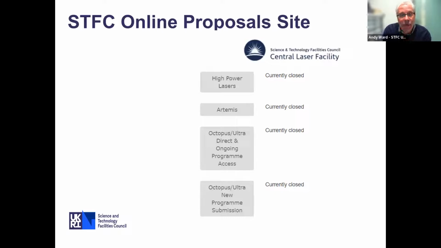So once you've discussed your experiments and the ideas you've got, and you've thought to yourself, yes, direct access is the way I'd like, which is the way most people go, then go to the STFC online application site, and that will give you a range of different facilities that you can choose from. These are the ones I discussed in the very first slide. These are basically the high power lasers, Artemis, and then we get down to Octopus and Ultra, with various sorts of access: direct access, a program access that you've already got approved, or a new program access.